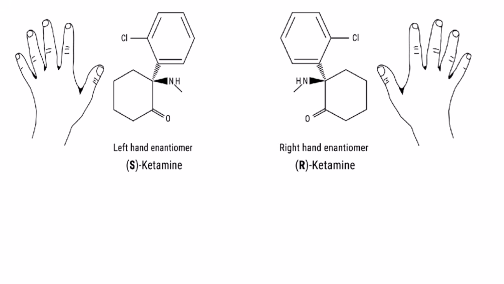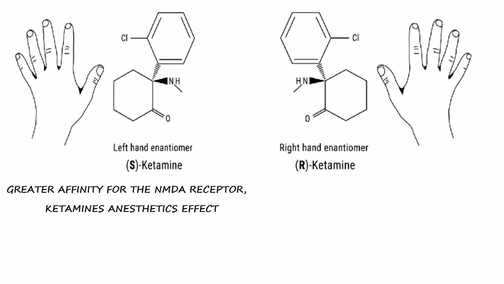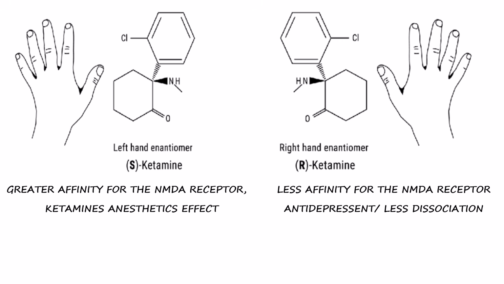Ketamine also has a chiral center, which means it exists in two mirror image forms called enantiomers. These are known as S+ ketamine and R- ketamine. These mirror image molecules differ in how they interact with receptors in the brain. S+ ketamine has a stronger affinity for the NMDA receptor, which makes it more potent as both an anesthetic and an analgesic. On the other hand, R- ketamine is less potent at the NMDA receptor, but it is being studied for its longer-lasting antidepressant effects and for causing fewer dissociative symptoms.